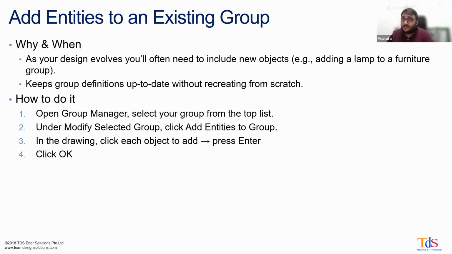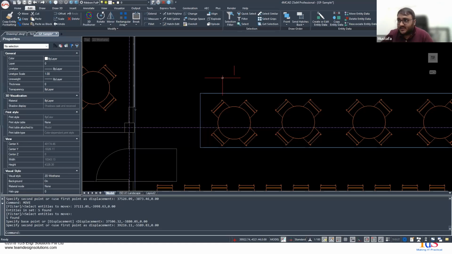So as I explained, we created a group and we added some elements to it. However, let's say we want to add the table and the chairs next to the current set of tables and chairs that we added in. So again, it's very simple to do that. And of course, it shouldn't be that once you create a group, it stays like that permanently. No, you should be able to modify it, of course. So 4MCAD allows you to do just that.